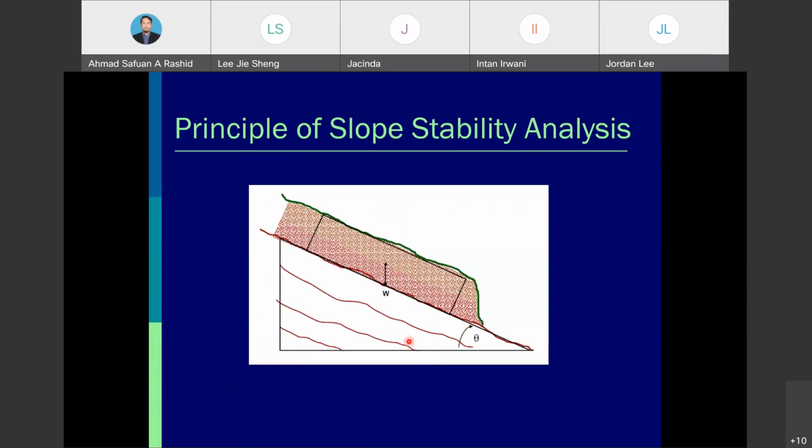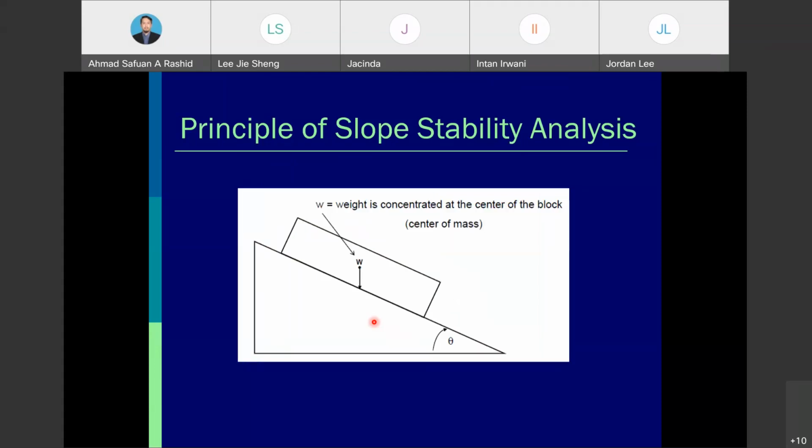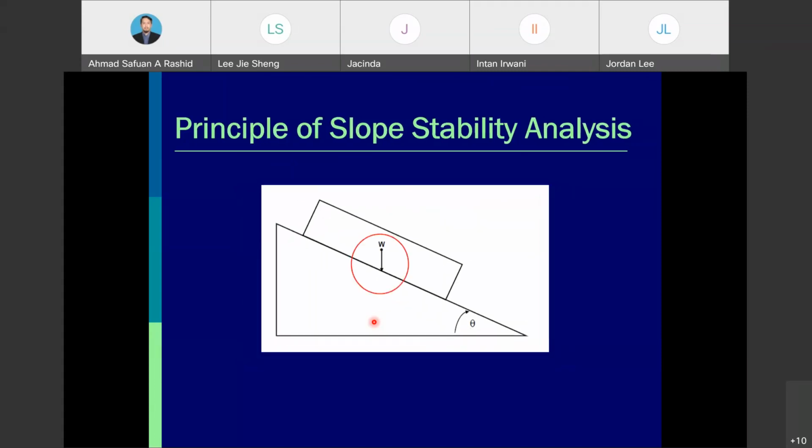The W is the weight of the block towards gravity. So what holds the block on the failure plane is what we call the normal force, which is perpendicular to the failure plane. And what pulls the block down is due to a parallel force with the failure plane. So this is a simple figure to explain this slope stability analysis principle. The weight is concentrated at the center of the block. So this is the slope angle. We focus on the W.